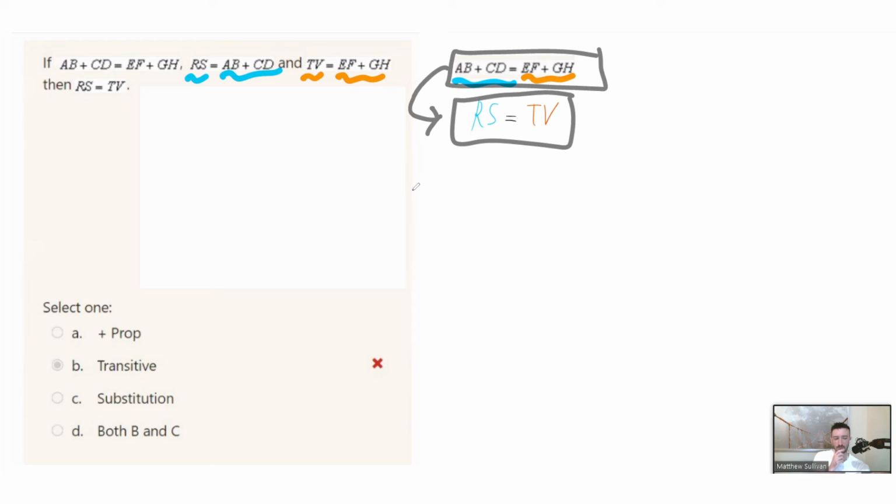So I thought it was transitive, but apparently I was wrong. Yeah, the correct answer is supposed to be substitution, right? No, it's both. Oh, okay. So yeah, substitution definitely works. Let me try to make sense of the transitive one, because he did tell me in class that they're interchangeable. I don't know why, but that's what he told me. Yeah, hold on one second. I'll try to make sense of it.